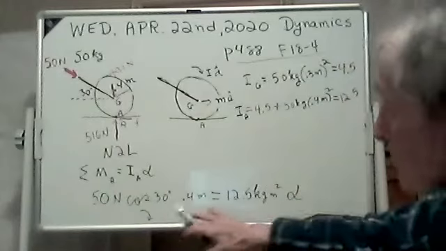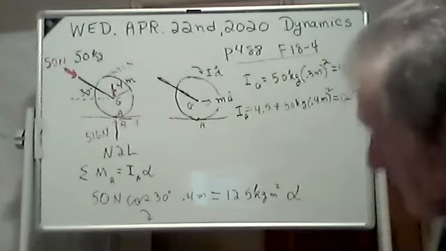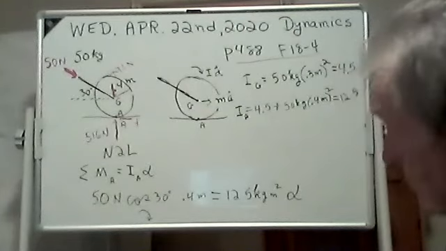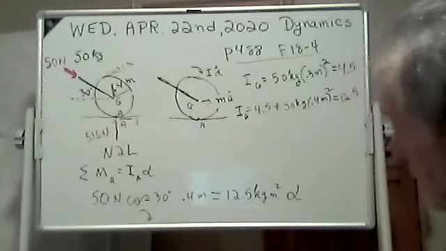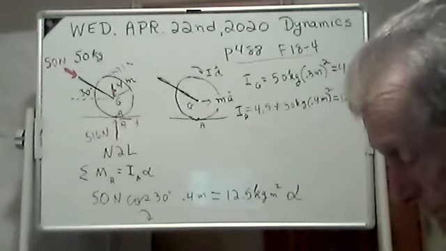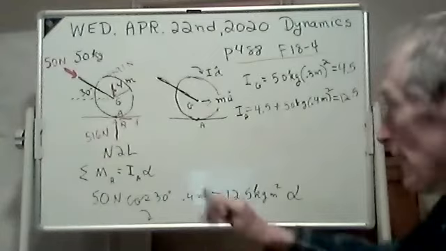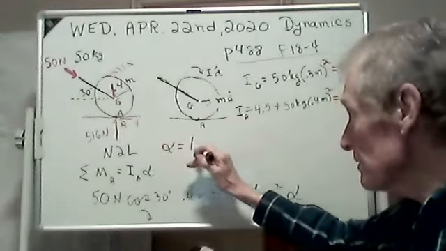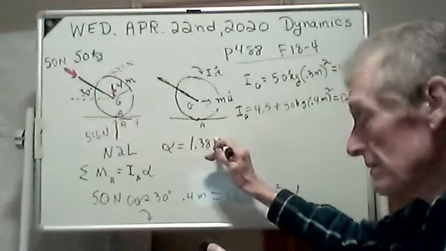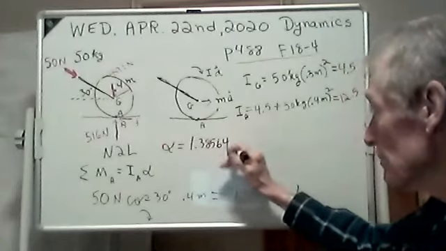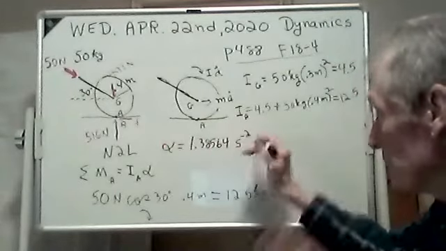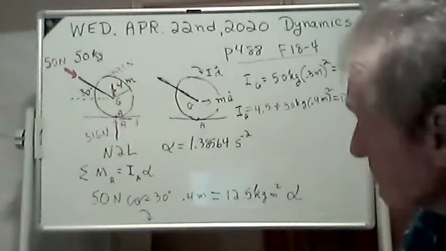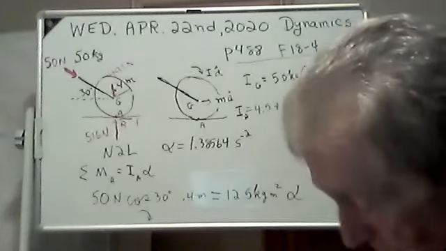Okay, now we're going to solve this for alpha. Here goes. I'm plugging it in now: 50 times the cosine of 30 times 0.4 divided by 12.5. Ta-da! I got an answer. I'm getting alpha is 1.385 radians per second squared. But if that's wrong, speak up. Now, that's not what they wanted.